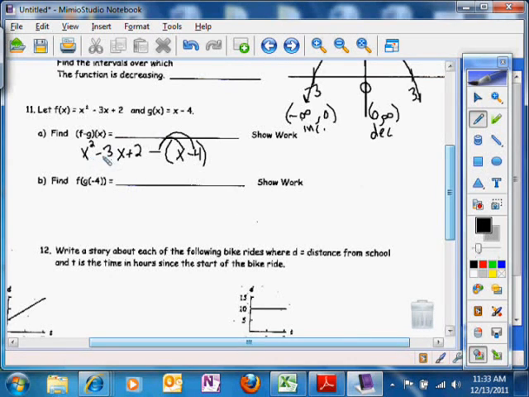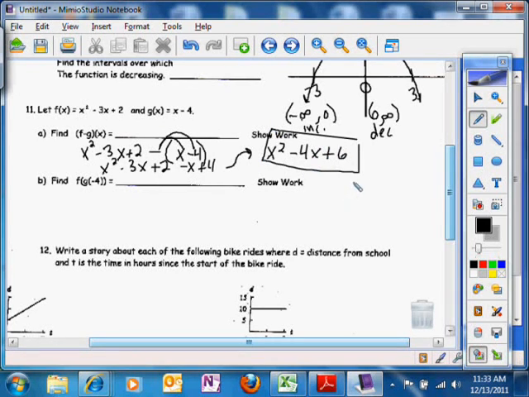So we have x squared minus 3x plus 2 minus (x plus 4). Combine all of my like terms. I have x squared minus 4x plus 6 would be my answer. Again, very important if you're subtracting that you put that last function that you're subtracting in parentheses so that you can distribute that negative sign, or the minus sign.